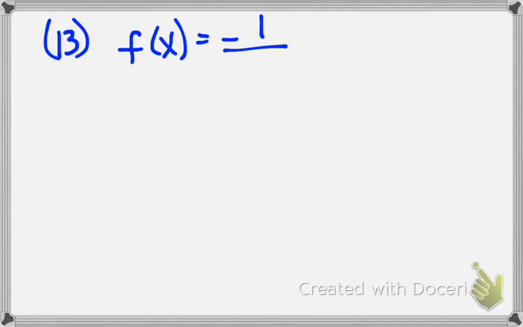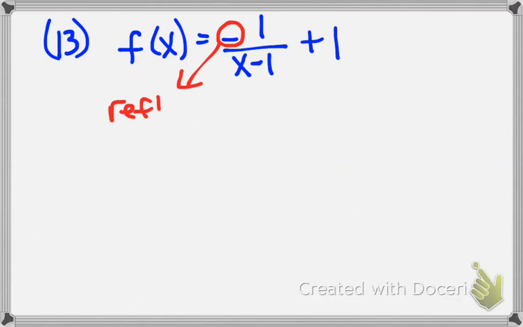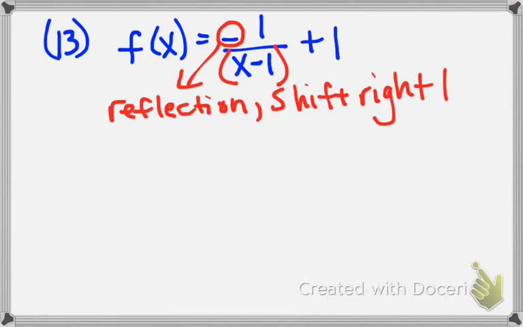For number 13, our graph is f of x equals negative 1 over x minus 1 with plus 1 at the end. So the negative is kind of like your slope, and the negative tells us it's going to be a reflection. So that means that our lazy L's are going to be in different directions than they usually are. Then for x minus 1, that means we're going to have a shift right one place. And then, excuse me, plus 1 at the end means we're going to shift up one place.